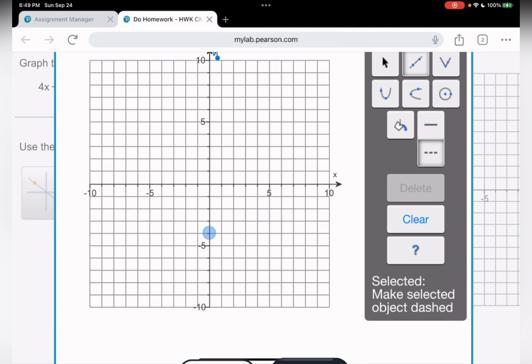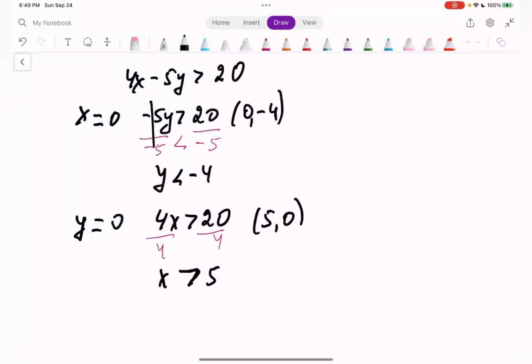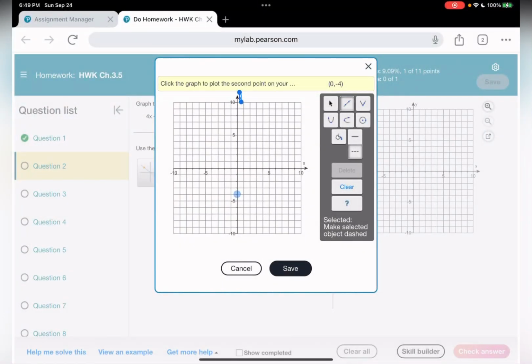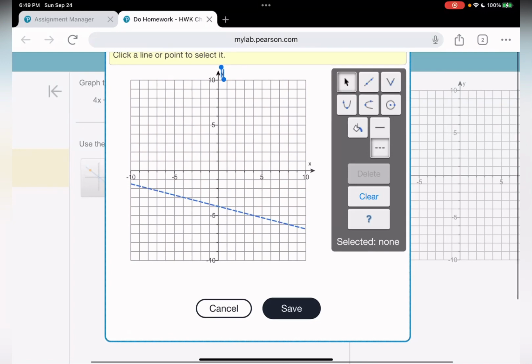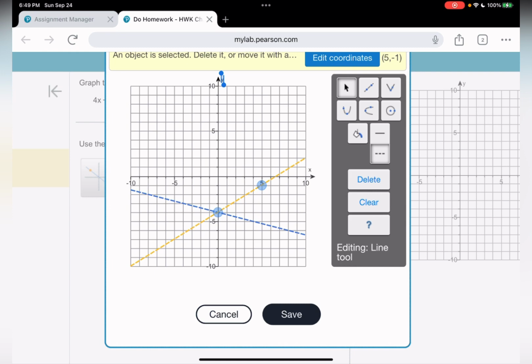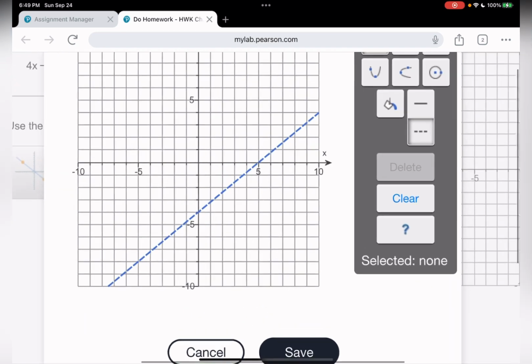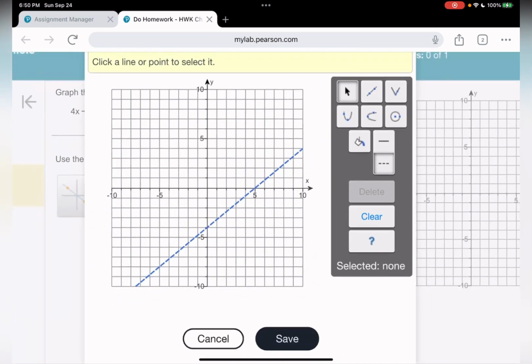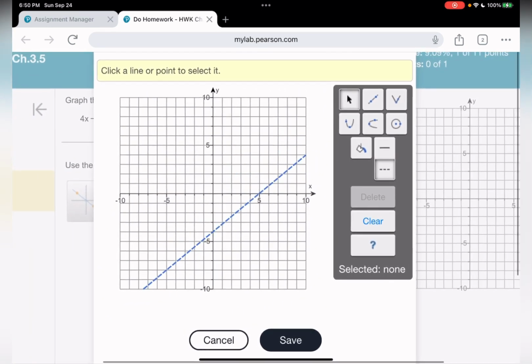And the other one was how much? Let me see one more time. 5 and 0, okay? 5 and 0. Here is 5 and 0. Oh, this is 4. It should be negative 4. And I got dashes. Okay, let's now figure out which area we are going to shade, right or left.